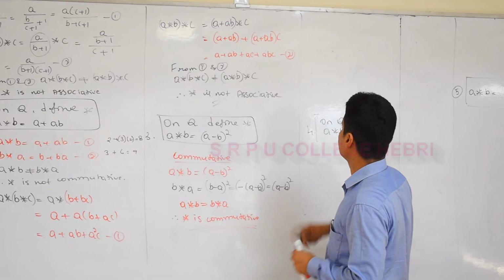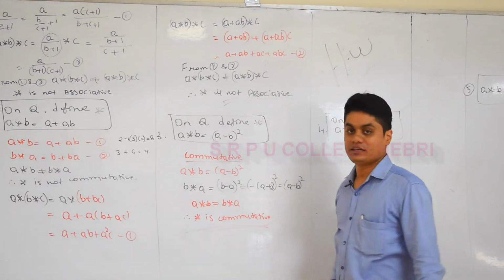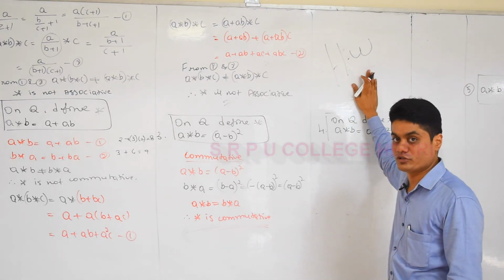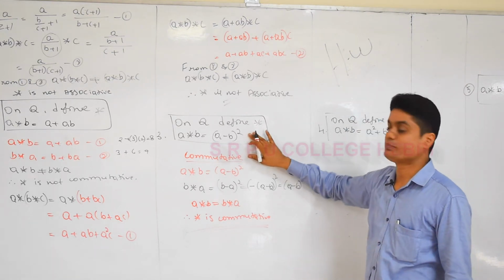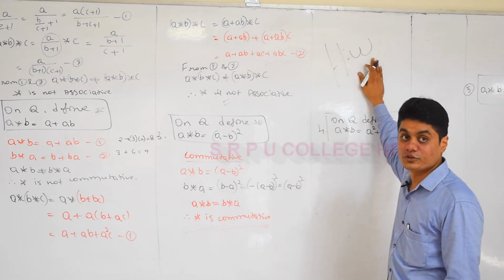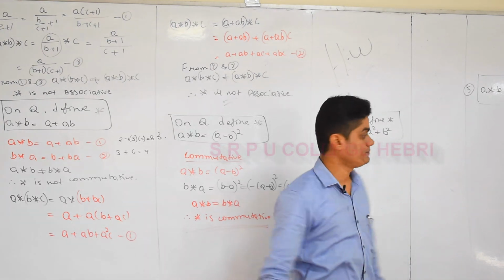Okay, see, I am leaving this part as homework. We already solved so many problems, so I am leaving this part for homework. You have to check whether it is associative or not. You have to check whether this operation satisfies the associative property or not. So remember, this part is homework for you. You practice yourself. Okay. The next question.